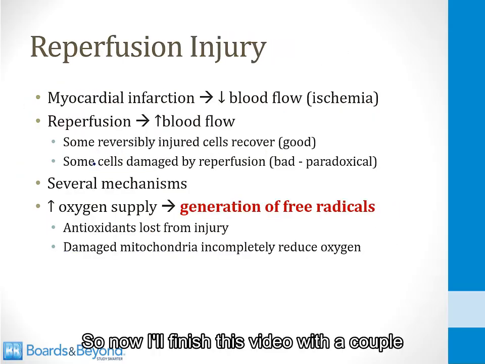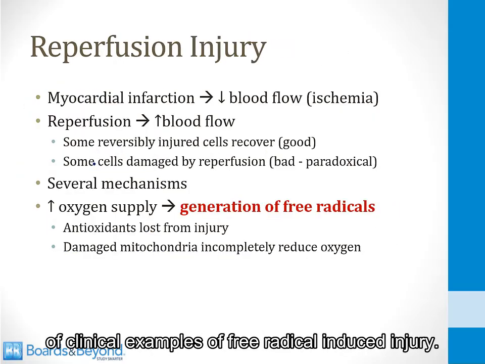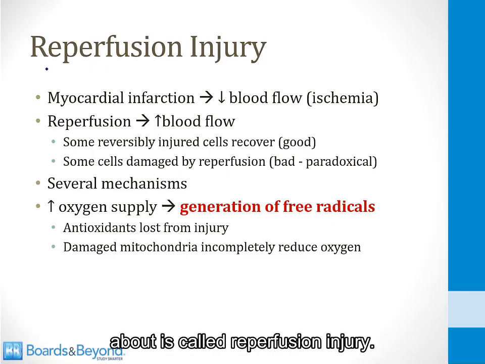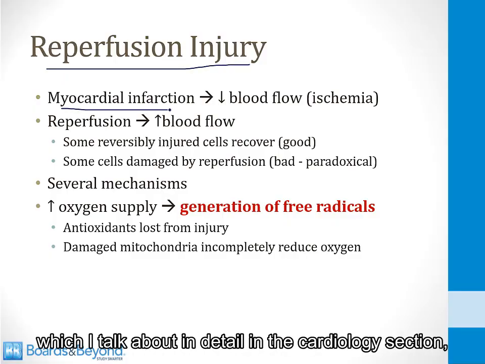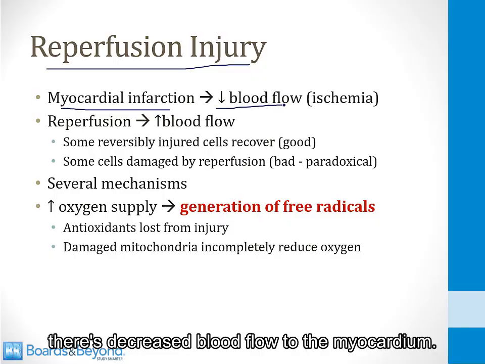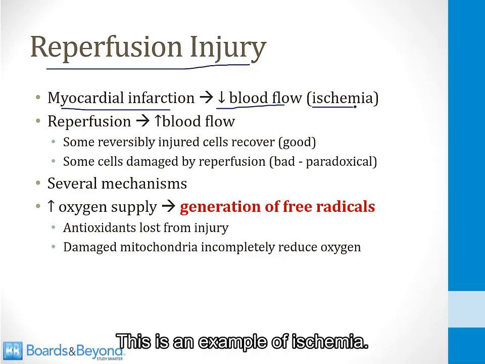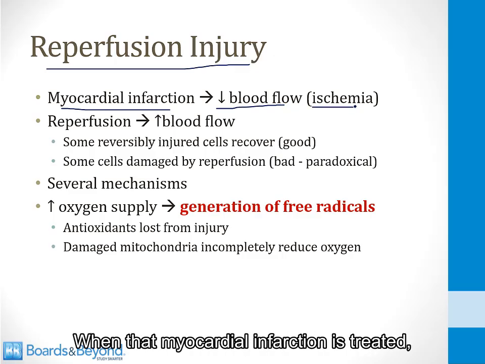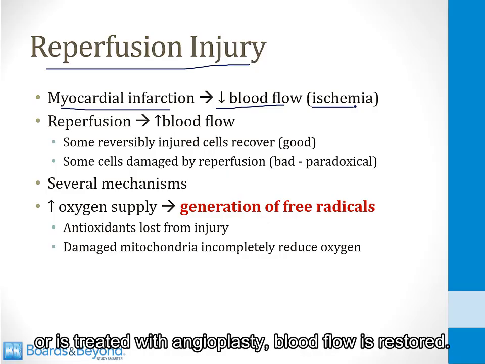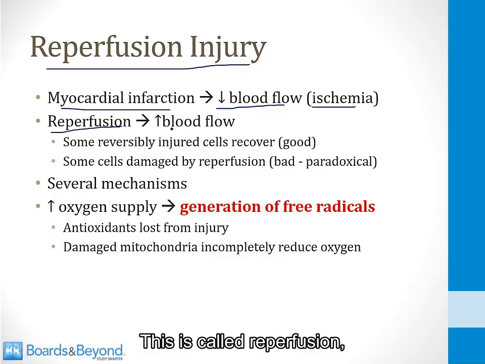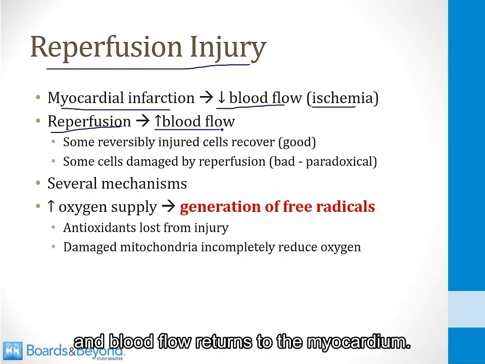So now I'll finish this video with a couple of clinical examples of free radical induced injury. And the first one we'll talk about is called reperfusion injury. So when patients have a myocardial infarction, which I talk about in detail in the cardiology section, there's decreased blood flow to the myocardium. This is an example of ischemia. When that myocardial infarction is treated and the thrombus in the artery resolves or is treated with angioplasty, blood flow is restored. This is called reperfusion, and blood flow returns to the myocardium.